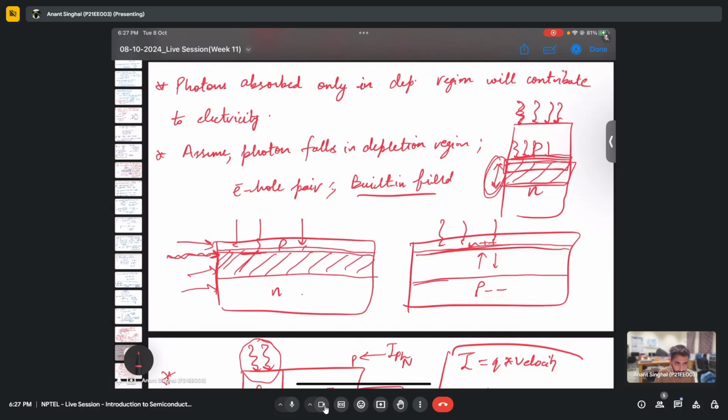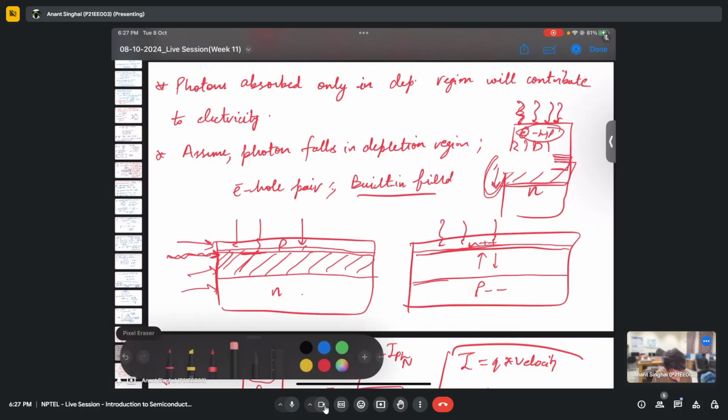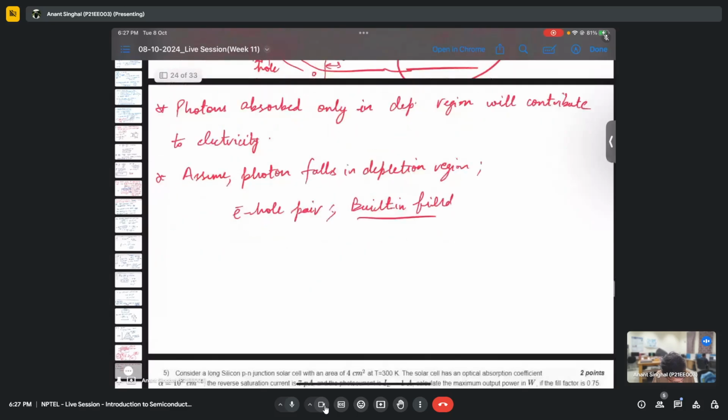So that the photons do not have to travel to the bulk of the P material, because that will produce some electron hole pairs, and those will not contribute at all to the electricity. And we do not have any field in the bulk region. So the main thing is we should have the generation in the depletion region.